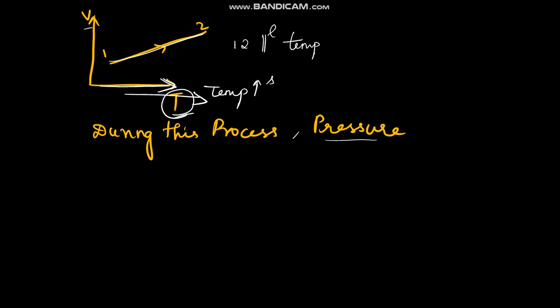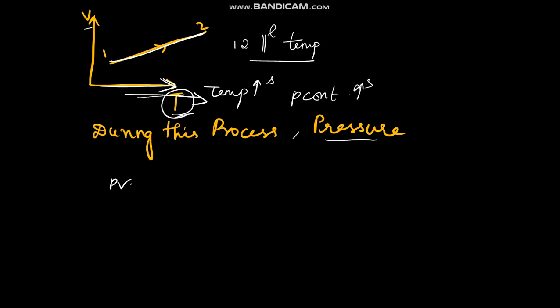And there is a VT graph given. During this process, the pressure variation is asked. Like this, if it is given, you see this line is 1, 2. This line is parallel to the temperature axis. Okay, see that it is parallel to the temperature axis. Along the x-axis, temperature keeps on increasing. So since this 1, 2 line is parallel to the temperature axis, the pressure also continuously increases. So you want to see the parallel line.